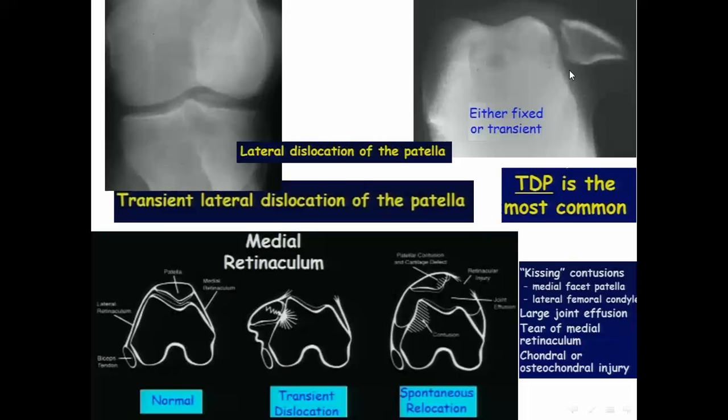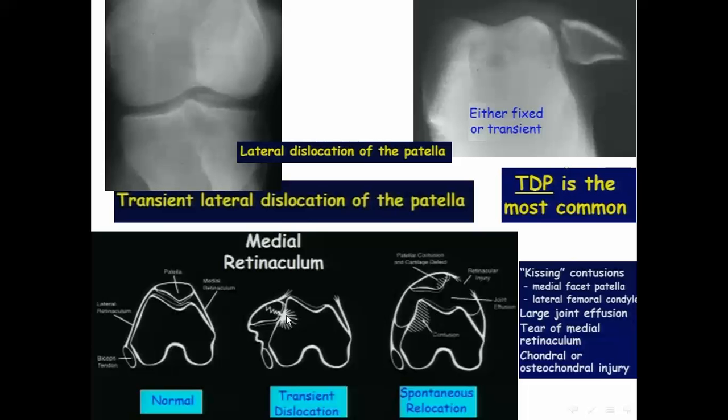The patella may be dislocated laterally, either fixed or can come again, transient. And this is evidence of transient lateral dislocation of the patella. Usually we have the medial retinaculum interrupted in transient dislocation. Maybe we have spontaneous resolution of the medial retinaculum and of the patella going back. The transient type dislocation of the patella is the most common.